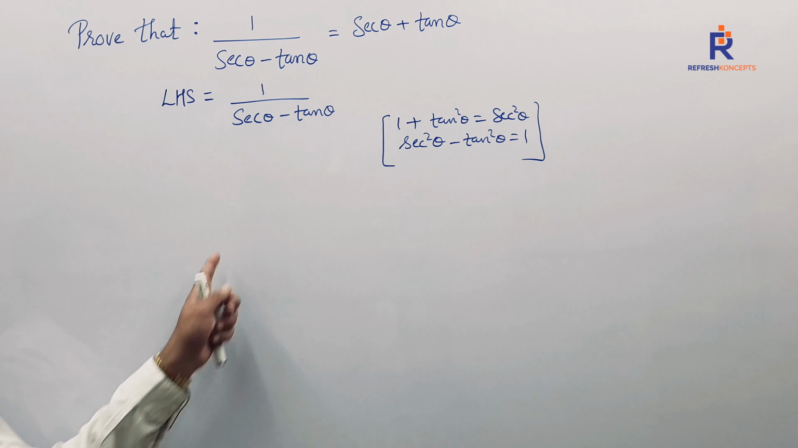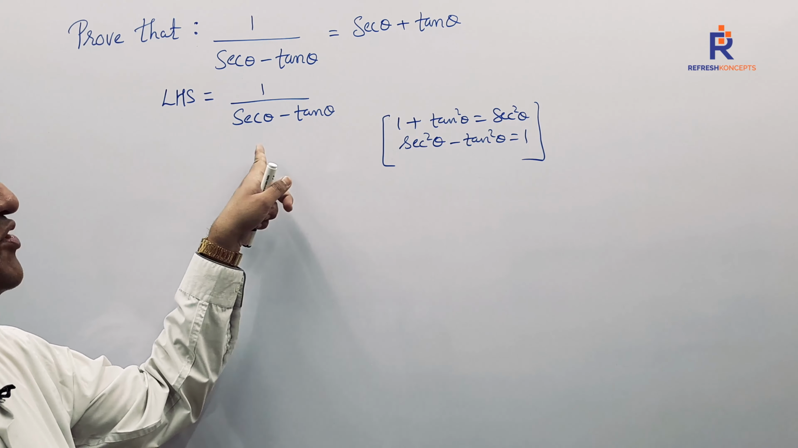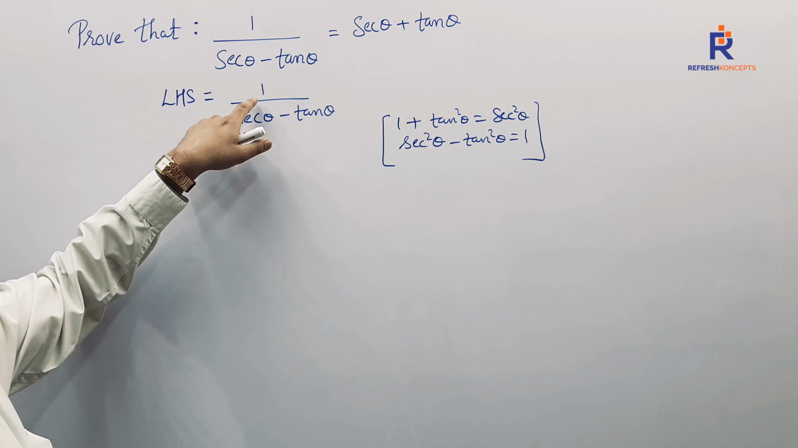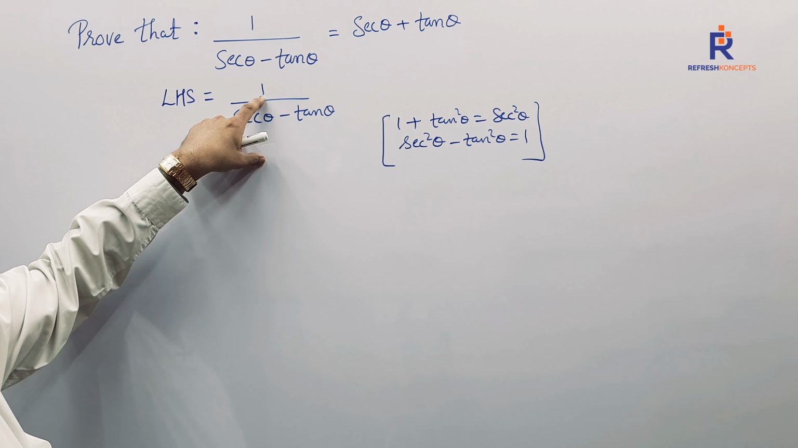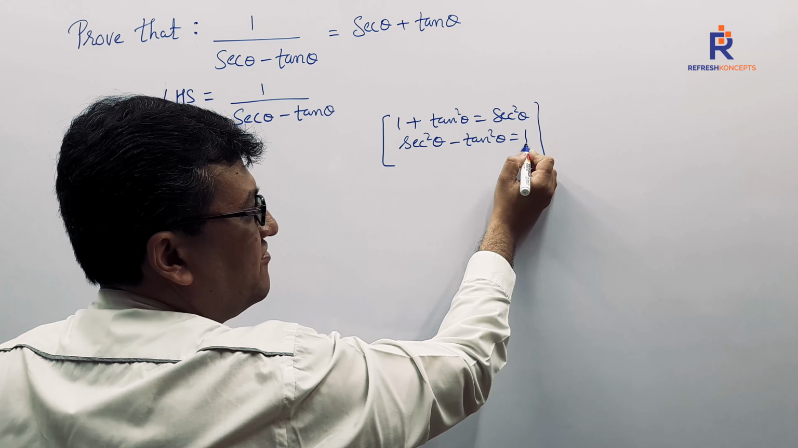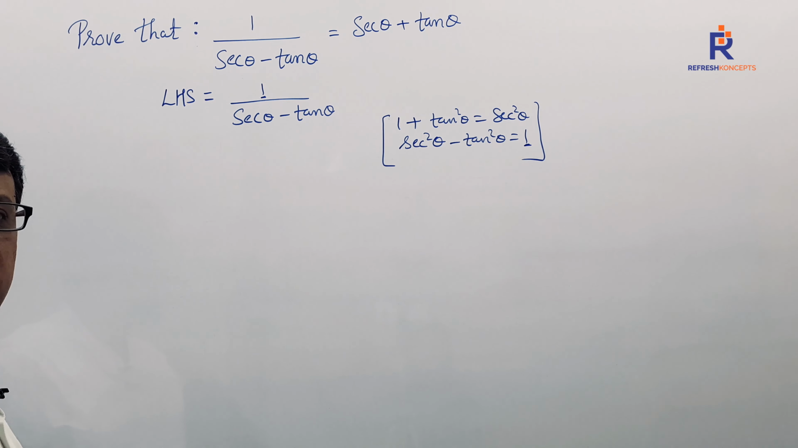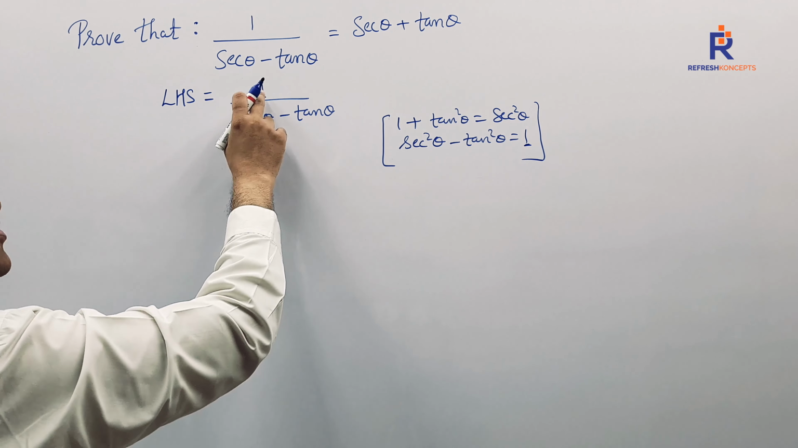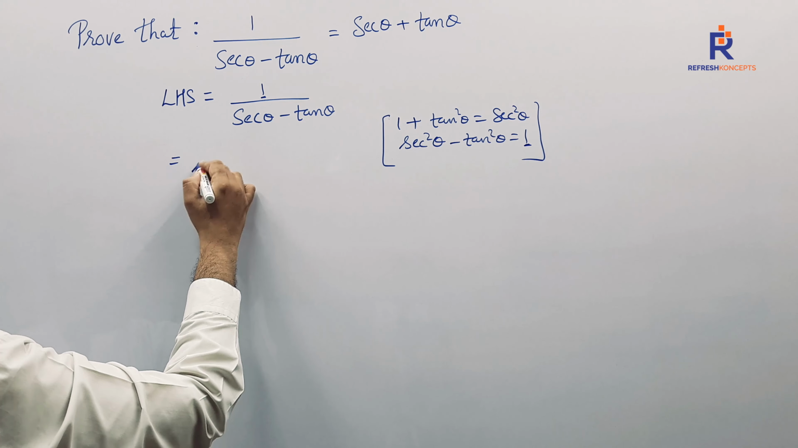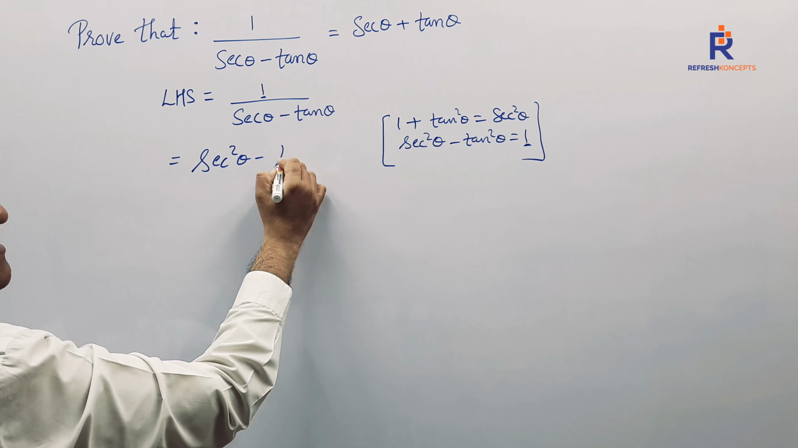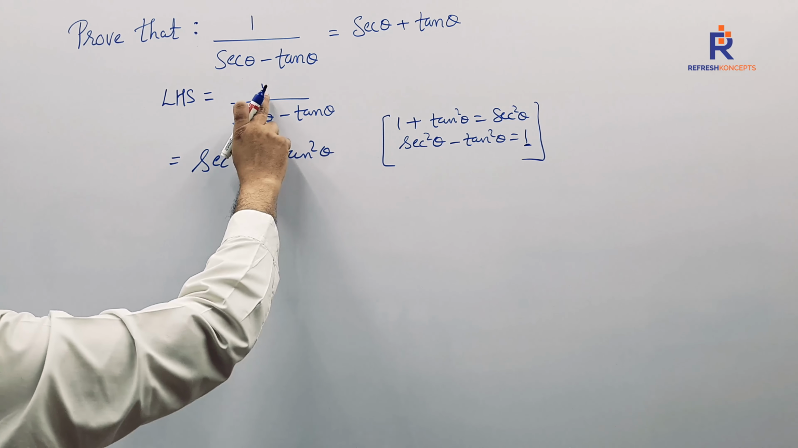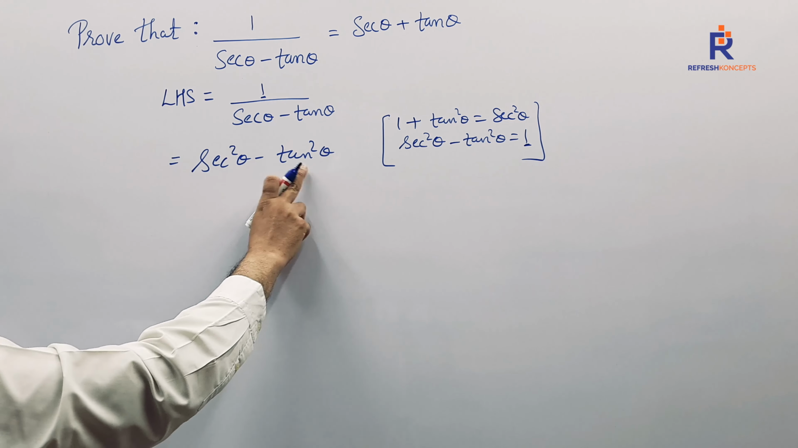Sir, what makes you write down this thing here? Because I'm going to apply it over here. Can we see this one? So what I'm going to write down, instead of 1, can I substitute it via sec square minus tan square? Indeed, I am going to. So this one will be written down as sec square theta minus tan square theta. I repeat, this one will be written as sec square theta minus tan square theta.